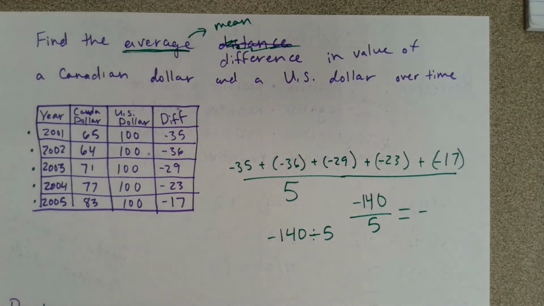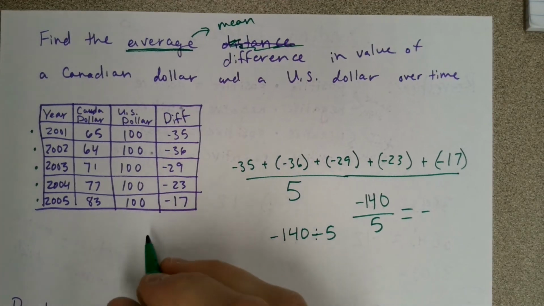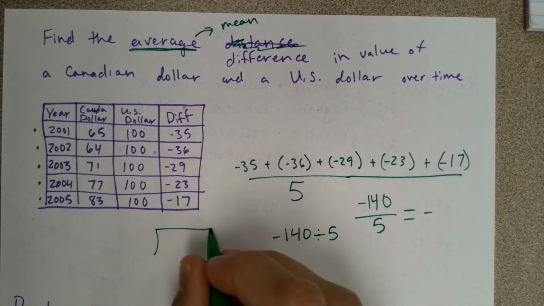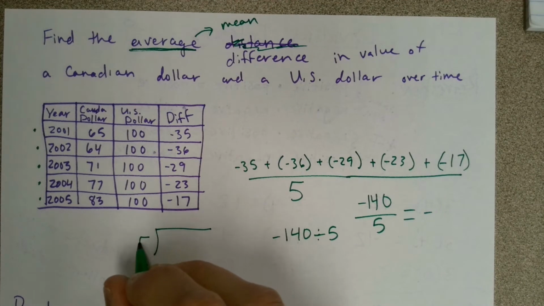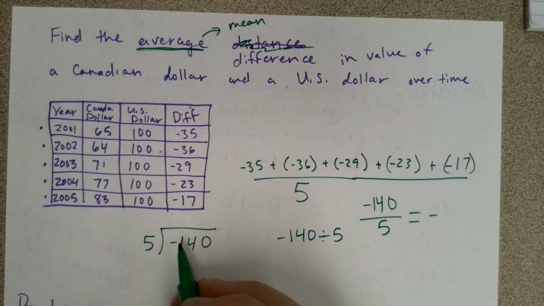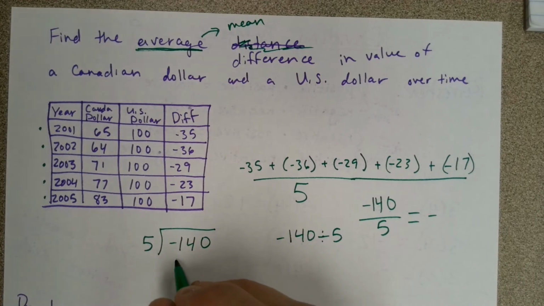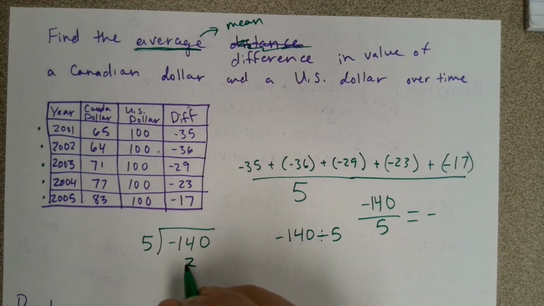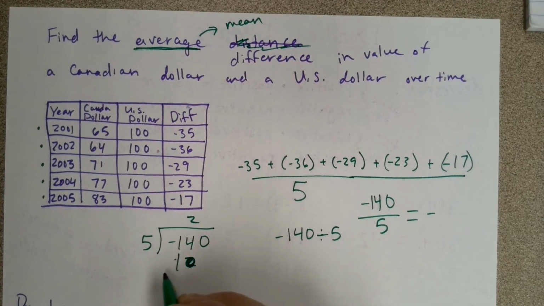So I'm thinking here, negative 140 divided by 5. I'll put it over my long division. You do your division however you prefer. I'm going to set mine up like this. Negative 140. How many times could 5 go into 1? 0. How many times can 5 go into 14? It can go in twice. All right, I put 2 up here. I messed mine up. Twice 5 is 10.